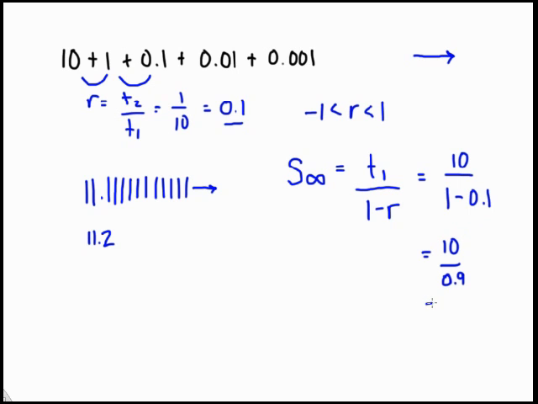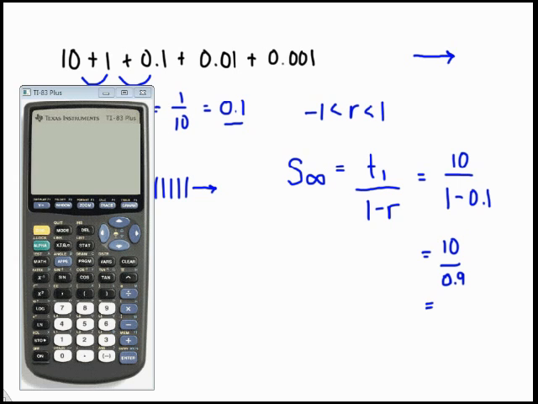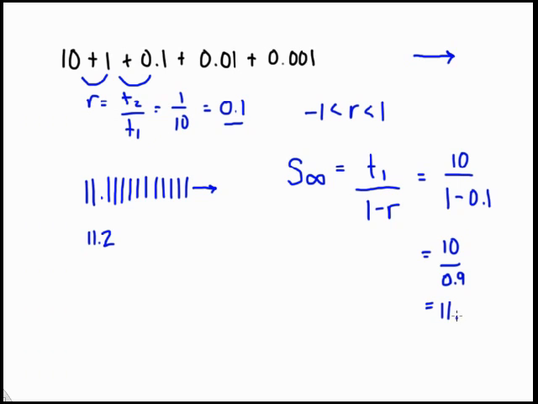Okay, so that's the formula. And 10 divided by 0.9 is 11.111111, etc., so 11.11 repeated. That is the sum of an infinite number of terms in this series.